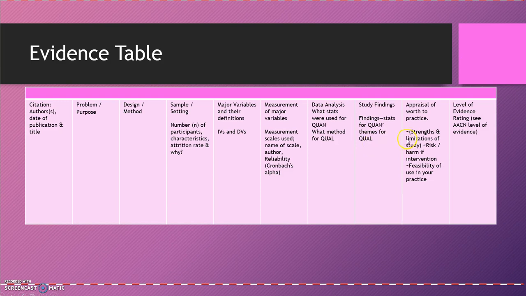Okay, so appraisal to worth and practice: talk about strengths and limitations of the study briefly. Was there a risk of harm from the intervention? And does this piece of evidence seem feasible to your practice? Then level of evidence, which you have already talked about, and we're going to talk about it quickly on another slide. Some of this stuff will be NA according to the assignment directions, so make sure you look at that.